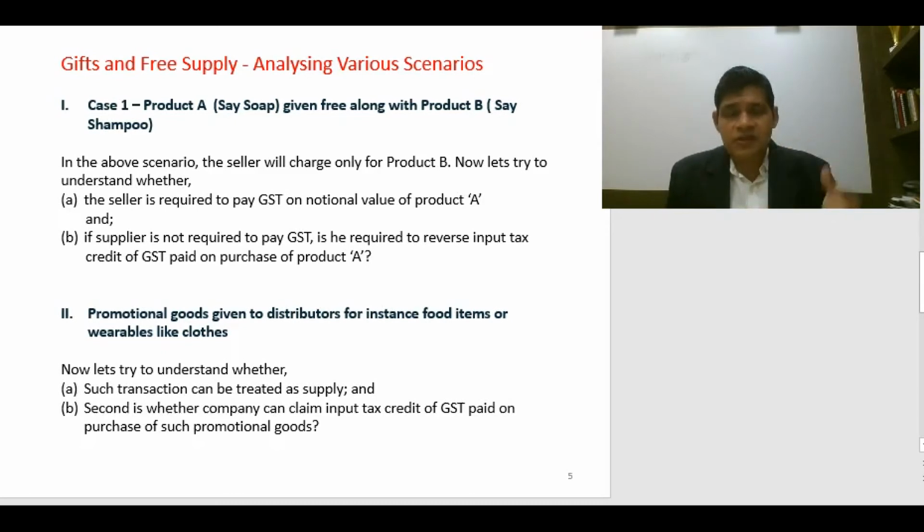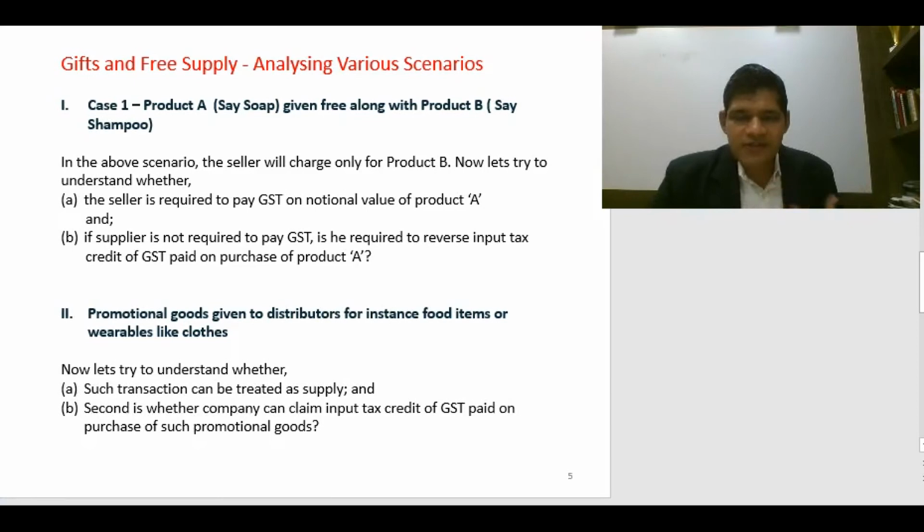In view of this, it cannot be said that this is a gift under our concluded structure. So this is not a gift. If this is not a gift, then this will not be covered under the definition of goods disposed of by way of gift. If that is the case, then input credit is not required to be reversed, and the seller will get input credit of the soap also, along with the product which he has sold, which he has given free of cost.